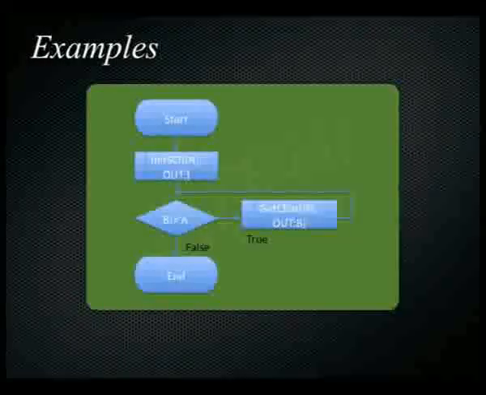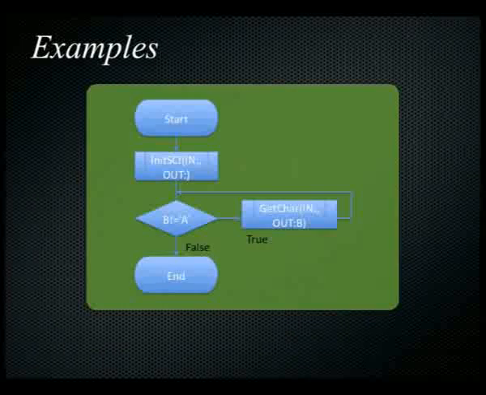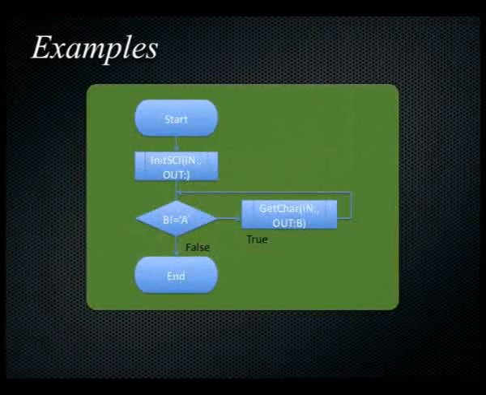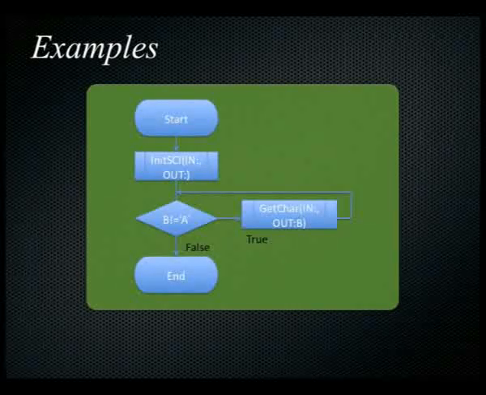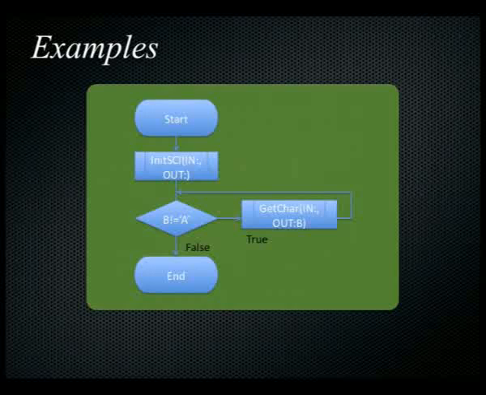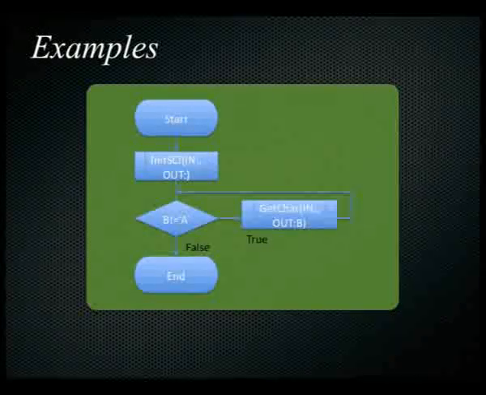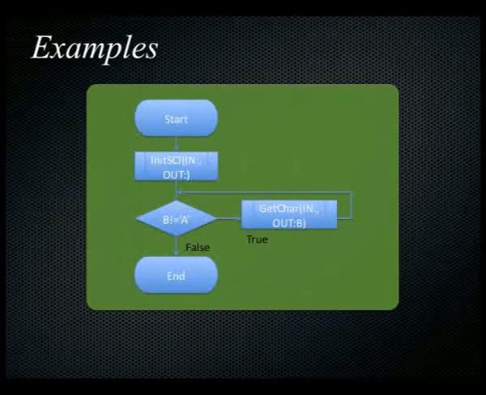To give you an example of this, I've used an example with the getChar subroutine. Because that's a serial subroutine, I've also included the predefined task of init SCI. So we start, we initialize the serial port, we then do our condition: we check if B is not equal to A. If it's not equal to A, then we do a getChar, which will grab a value from our serial port and return it in B.